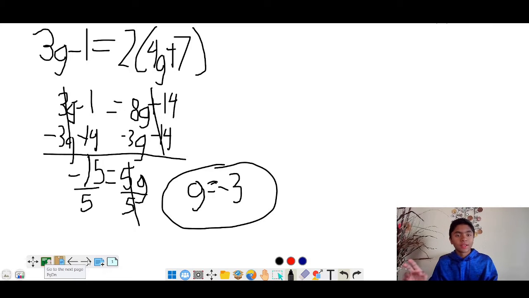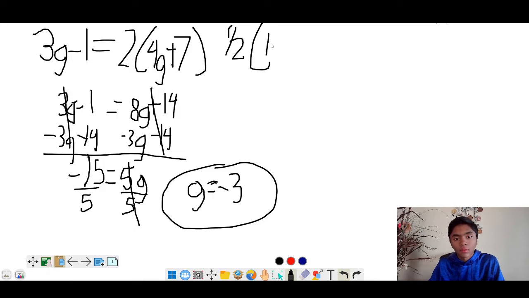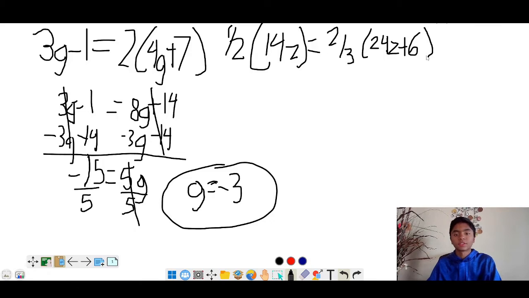Now let's do another one, and this time we're going to have decimals and fractions as our coefficients. So let's do 1/2 of 14z is equal to 2/3 of (24z plus 6), close parentheses.